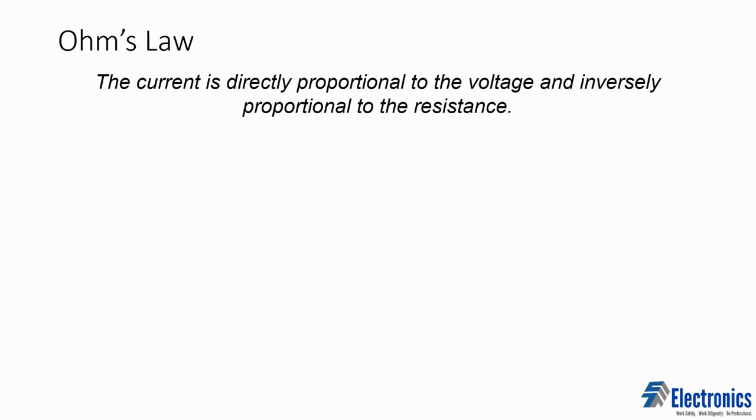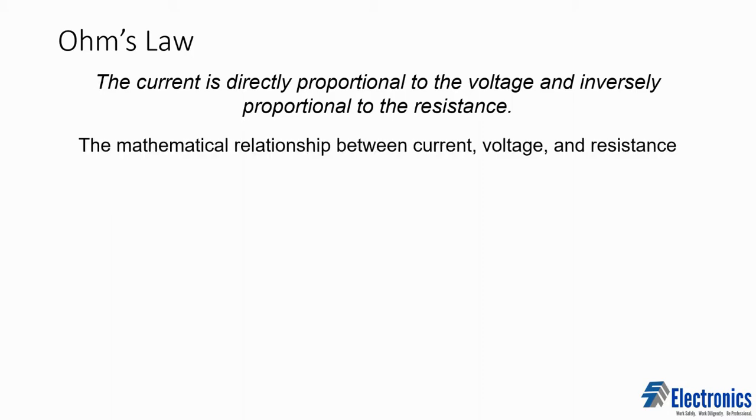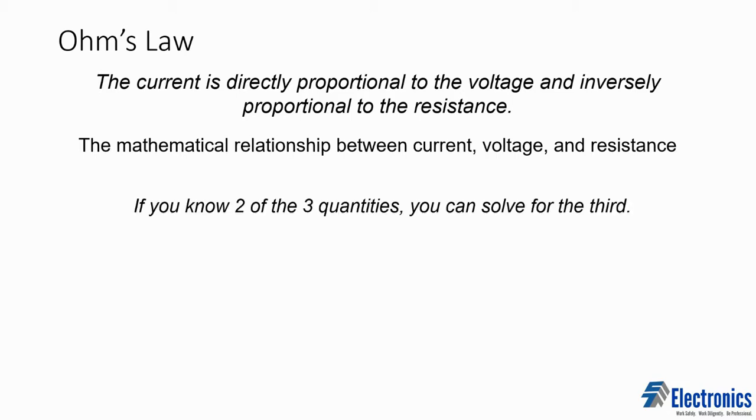So Ohm's law itself states that current is directly proportional to the voltage and inversely proportional to the resistance. The mathematical relationship between current, voltage, and resistance is basically if you know two of the three quantities, you can solve for the third. Later on, not in this video, we'll do a lab where we raise our resistance and you'll be able to see that inverse proportion where both your voltage and current will decrease.